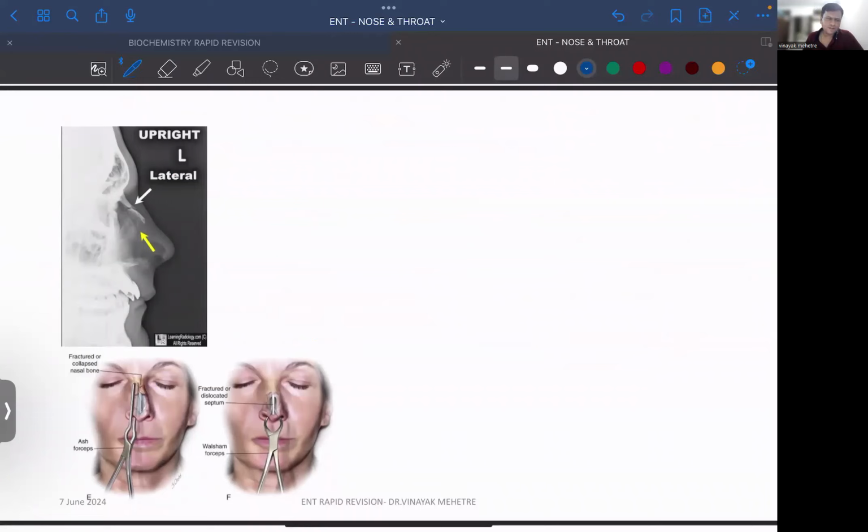Patient of nasal bone fracture. What is the treatment? Your recent question. Treatment is close reduction plus internal fixation. How will we do it? It is done by which forceps?